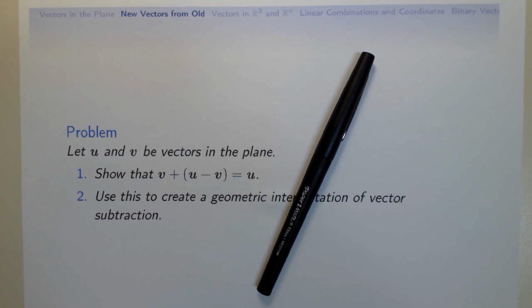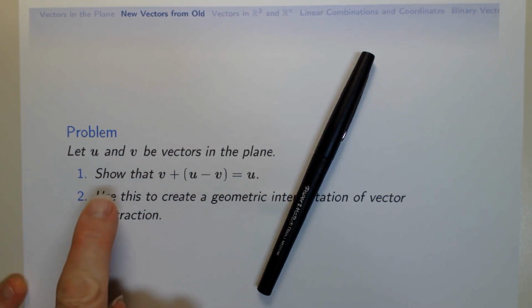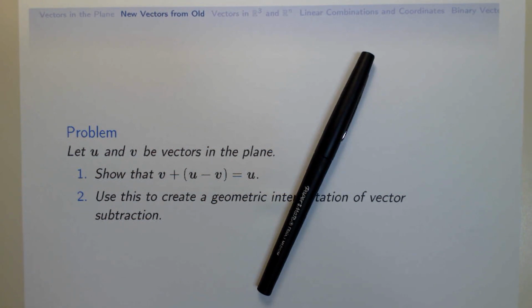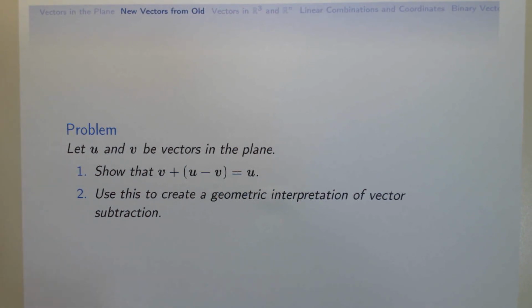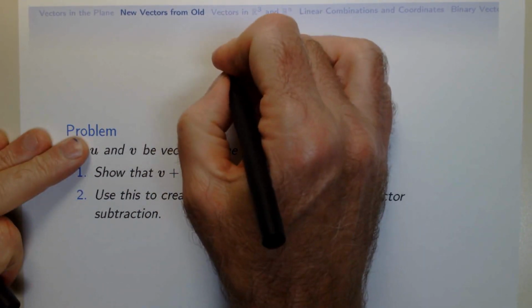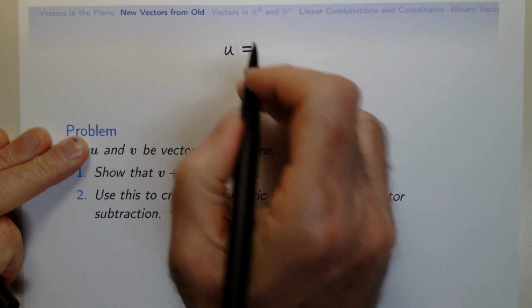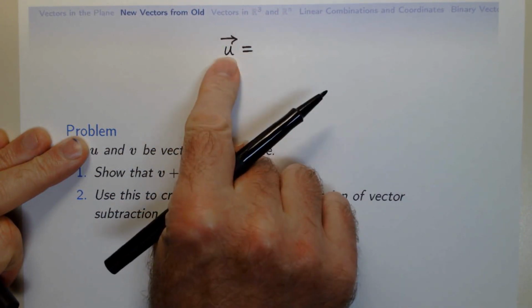All right, welcome to the document camera. Let's work through this problem. In problem 1, we're supposed to show that V plus the quantity U minus V is equal to U, where U and V are just some vectors in the plane. And a simple way to do this is just to do it using some components, right? So let's imagine that the vector U, and I'll use arrows here because it's going to be hard to write this as a bold font.